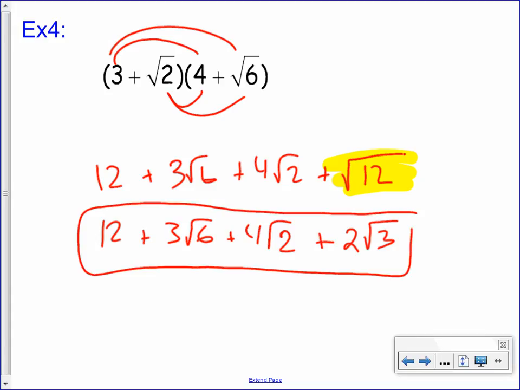Ta-da! Miss Black, why do we have to simplify root 12 in the first place? Because it might combine. You never know. Keep everything as simplified as possible.